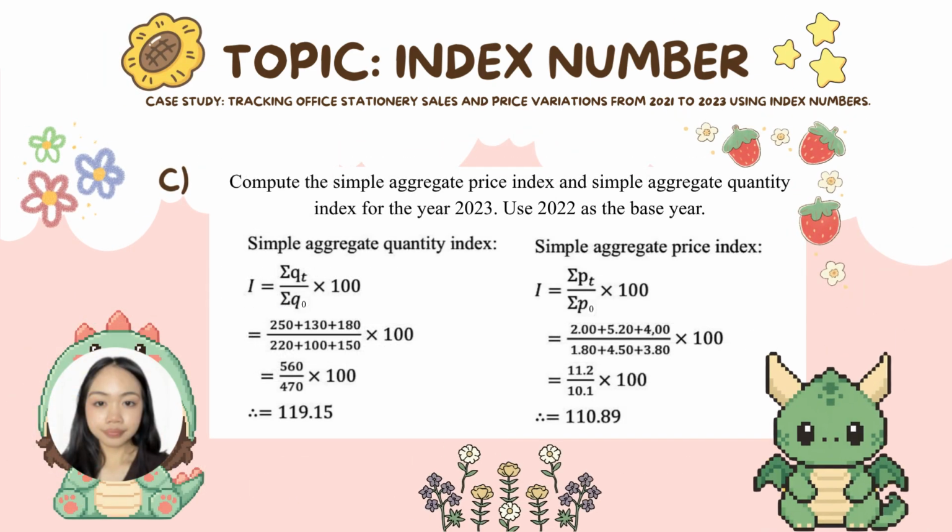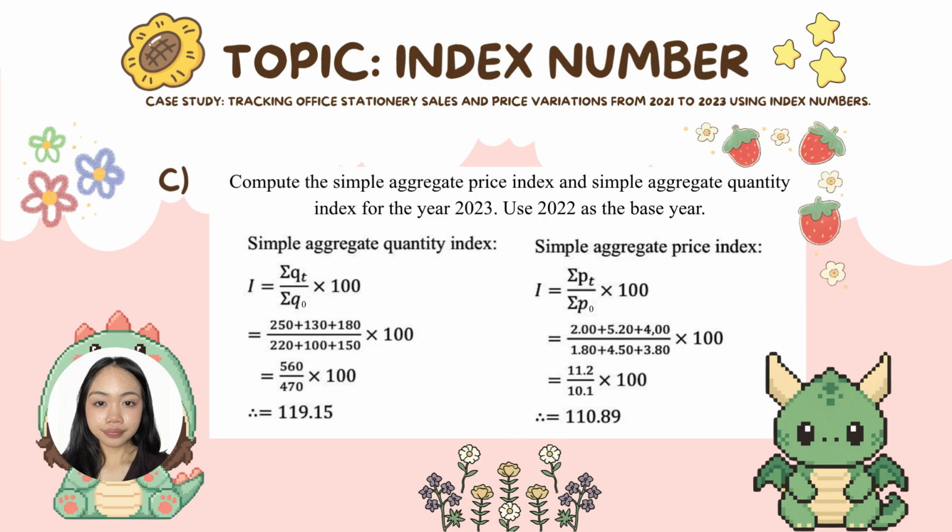Question C. Compute the simple aggregate price index and simple aggregate quantity index for the year 2023. Use 2022 as the base year. First, to calculate the simple aggregate quantity index, we have to use the formula I equals the sum of quantity in 2023 over the sum of quantity in 2022, times 100.